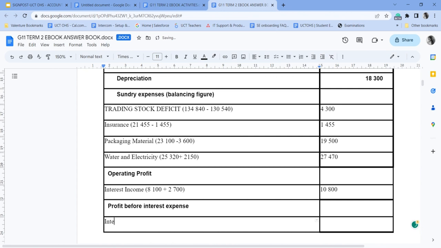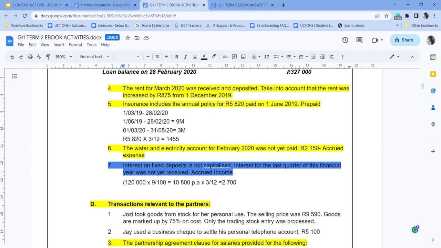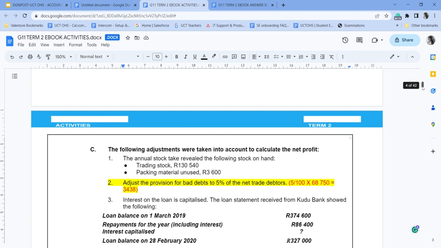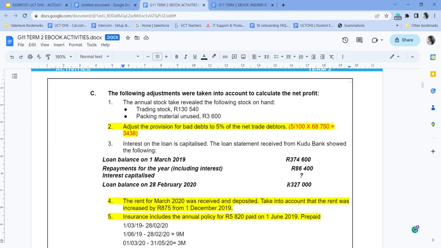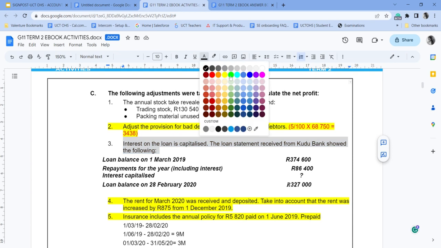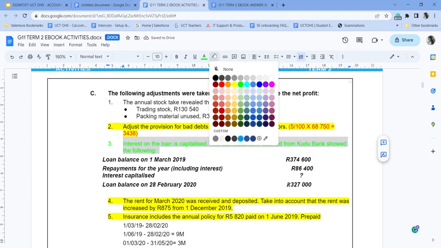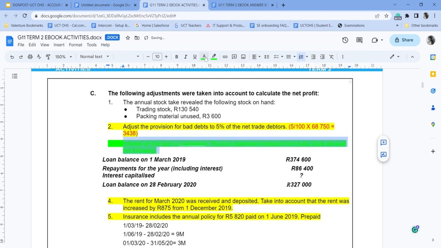So interest expense. Now with my interest expense, I am just going to use additional information that we have been given. Remember we've taken care of all the other additional information except for this one. Here they're telling us that interest on loan is capitalized. Okay, so it is capitalized, which means that it is added on to the balances. If it's added on to the balances, then it means what?